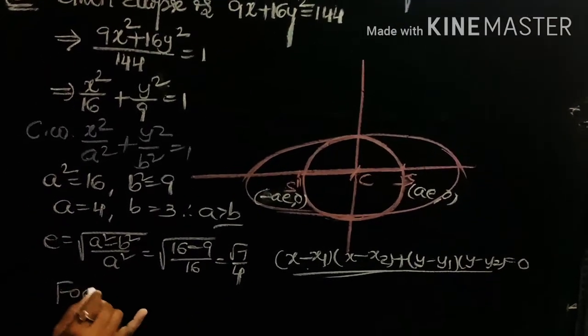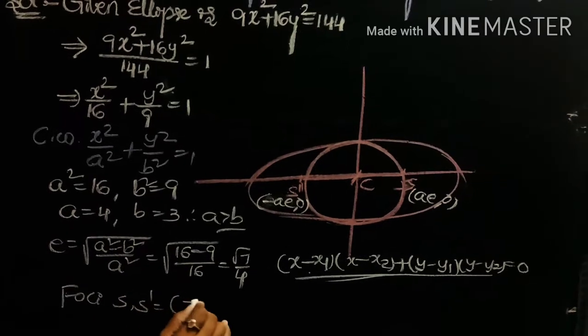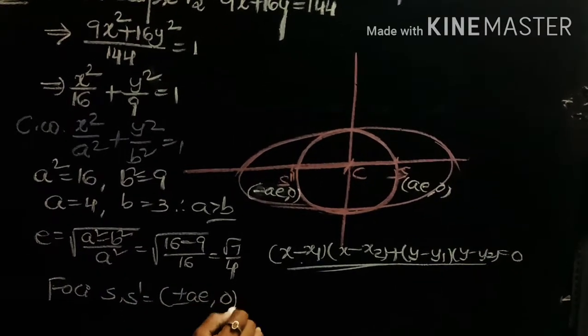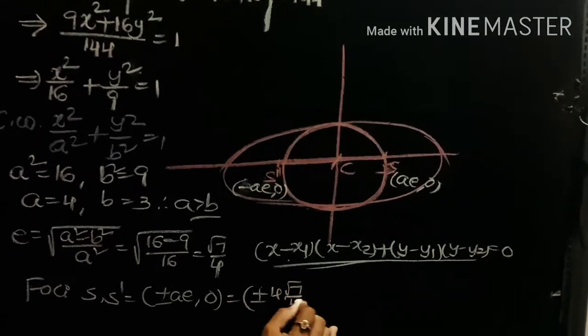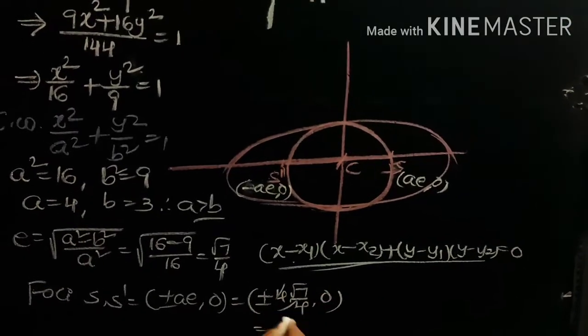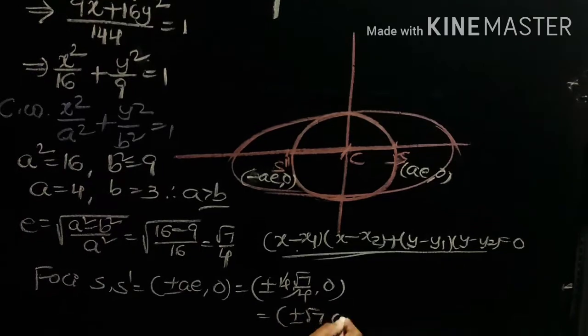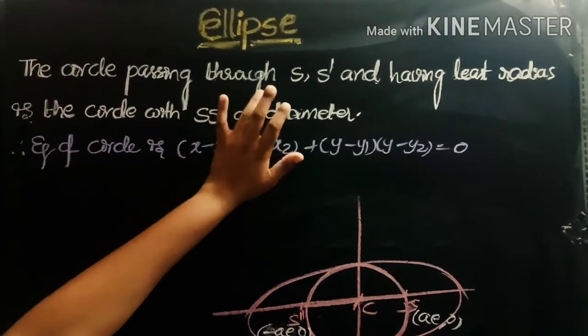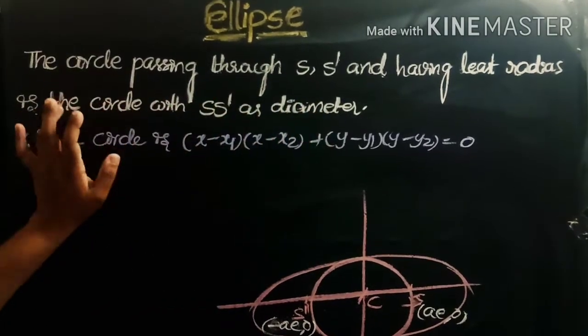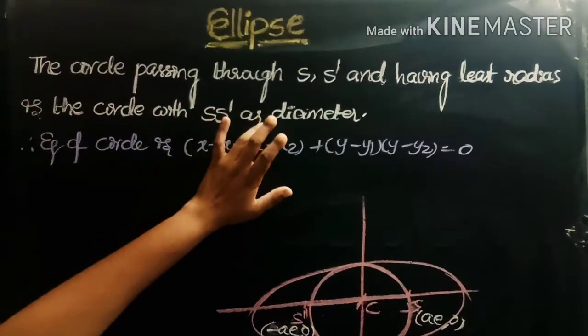Therefore foci S comma S dash is equals to plus or minus ae comma 0, which is equals to plus or minus 4 into root 7 by 4 comma 0. That is plus or minus root 7 comma 0. This is the formula. The circle passing through the points S comma S dash and having least radius is the circle with S S dash as the diameter.